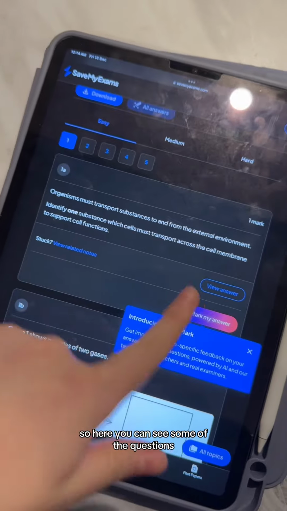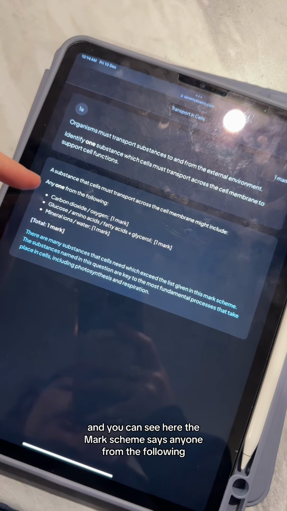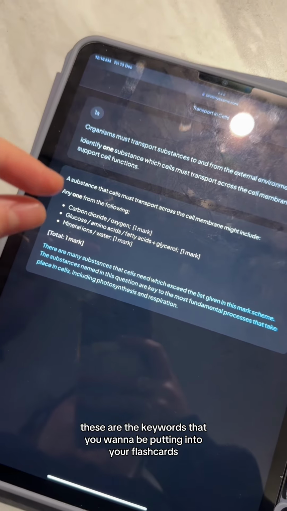So here you can see some of the questions. You want to look at the answers that they give. And you can see here, the mark scheme says "any one from the following", which means these are the keywords that you want to be putting into your flashcards.